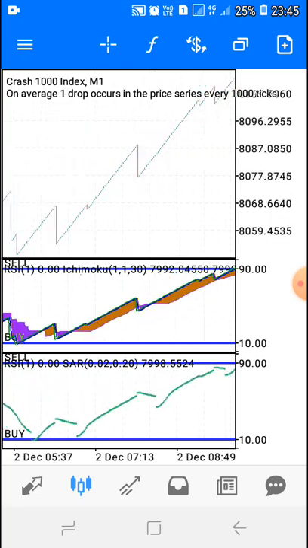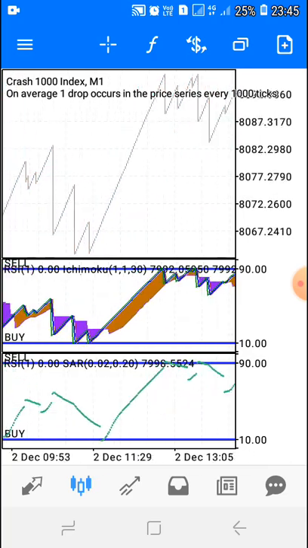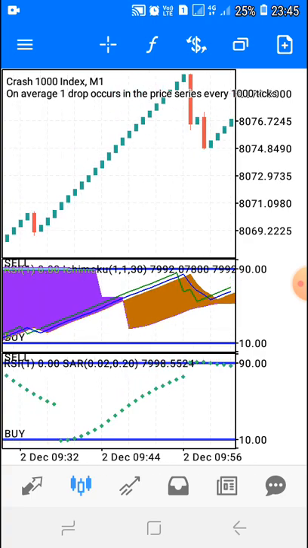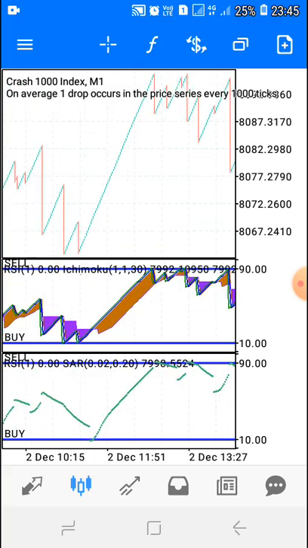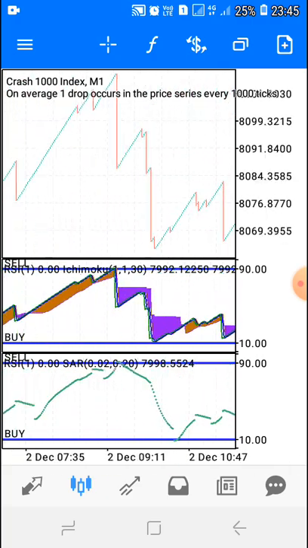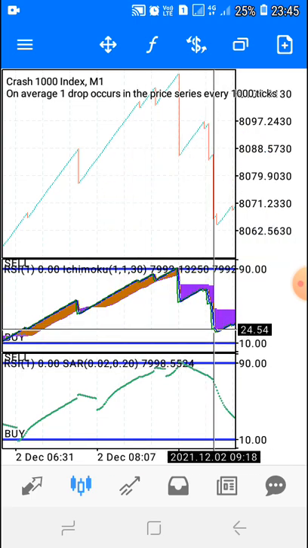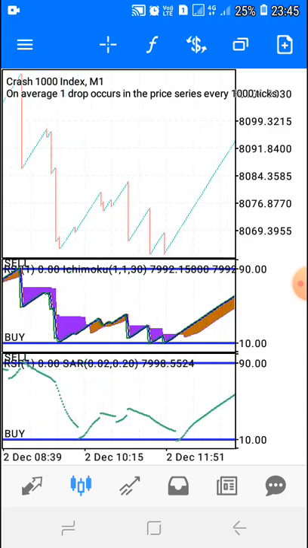Okay, now I'm just gonna show you guys a few more entries, then I will reveal the settings to you guys, then the video is done. Right, check this out. Over here, we can see that the parabolic SAR was already at the 10 level, and when we zoom out, it didn't move. Okay, now let's look at the Ichimoku. The Ichimoku did move, so that means that the entry is not valid, right?